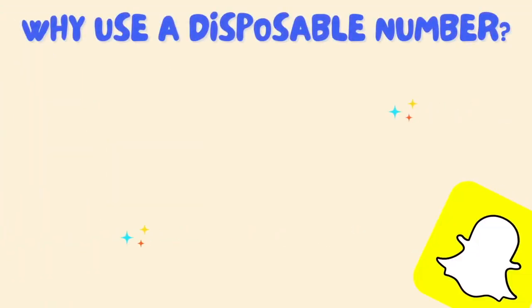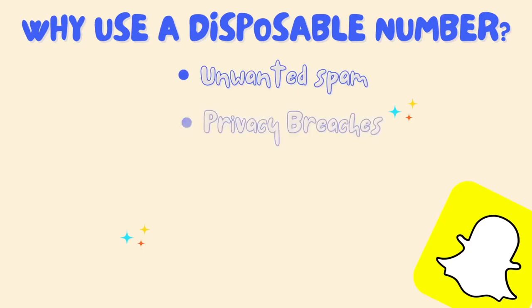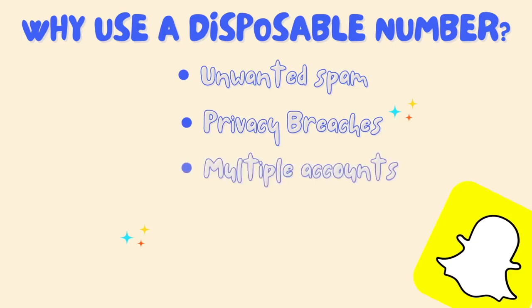In the digital age, concerns about online privacy arise due to potential issues such as unwanted spam, privacy breaches, and the need for multiple accounts, making it advantageous to avoid using a personal number for an added layer of security and control over your digital presence, especially on platforms like Snapchat.